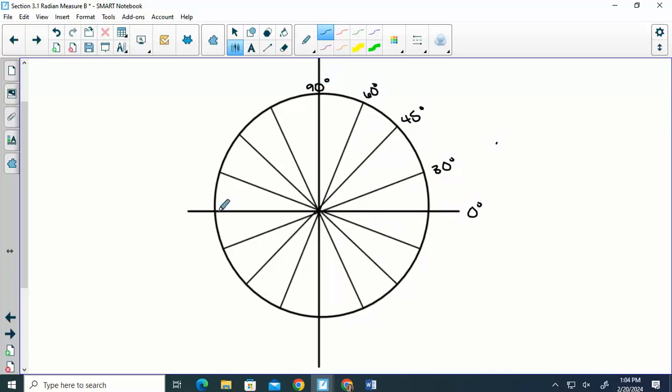We also know this line would represent what? And this one? 270. What's another? 360. You could also call 0 degrees 360. They are the same because they are, what's that word? Co-functions, no, they are coterminal. They end at the same spot.